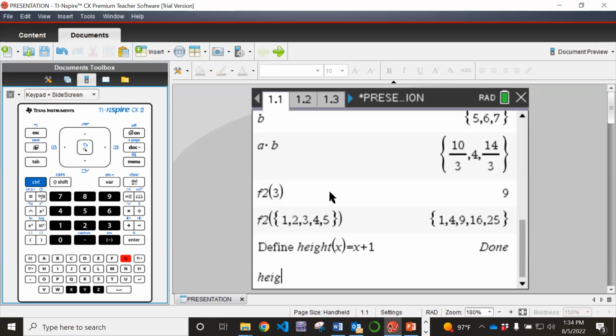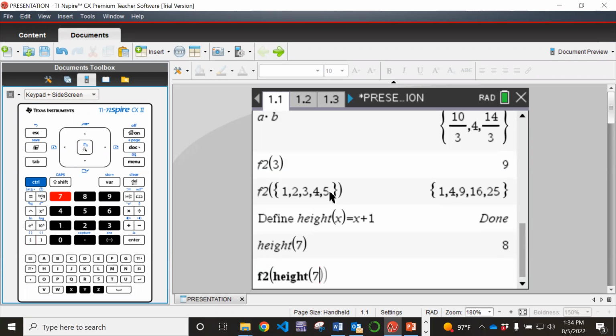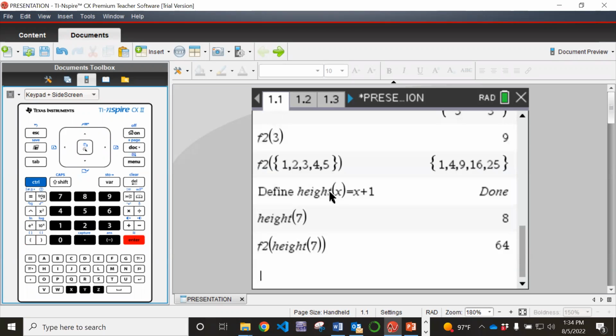But I can now actually type in height and it goes to bold because it says, hey, I recognize you. And I can say, well, what is height of 7? Well, height of 7 will be 8. We could even do compositions of functions. So what is f2 of height of 7? So this should be f2 of 8, which would be 64. Okay. So lots of different things, uses that we can do there in our function list that we have.